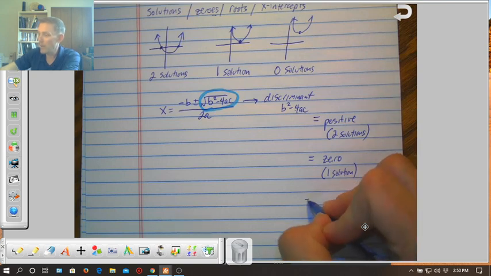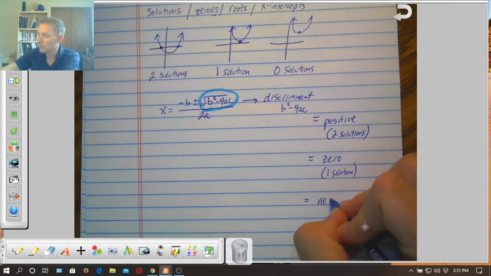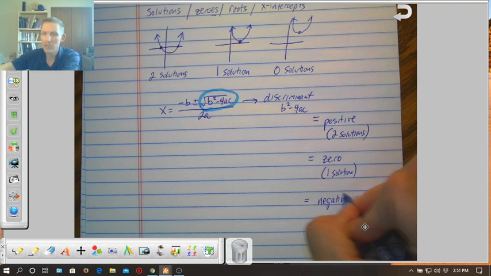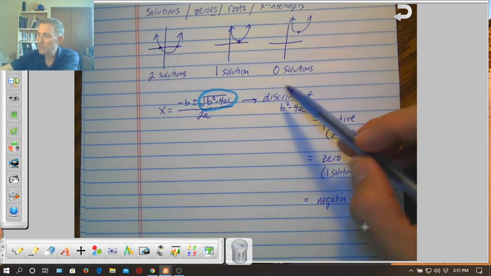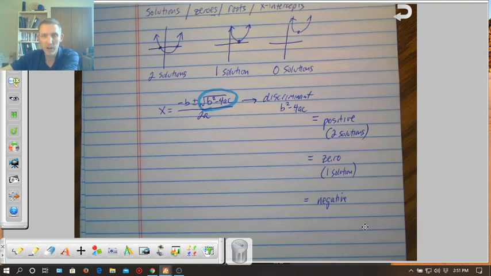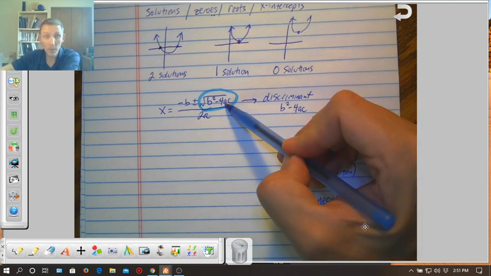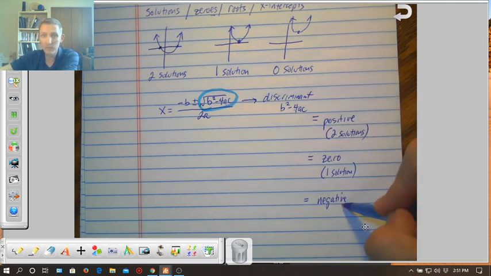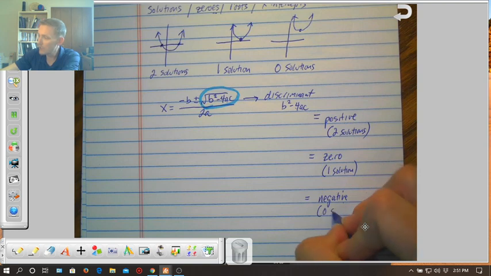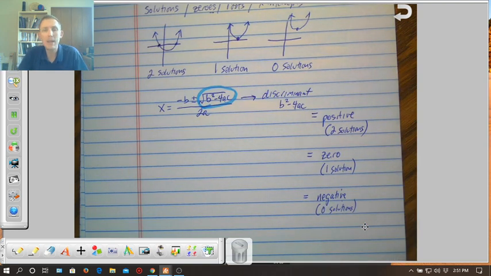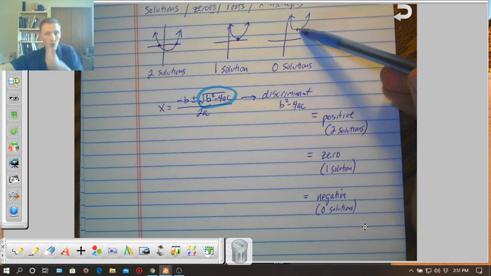Well, the last option I have is negative. If the discriminant, the b squared minus 4ac, or the number under the radical is negative, we're going to get 0 solutions. And that's because we cannot take the square root of a negative number. So if we have a negative number in there, we cannot finish that problem. Therefore, we have no solutions, and your graph would look like this.